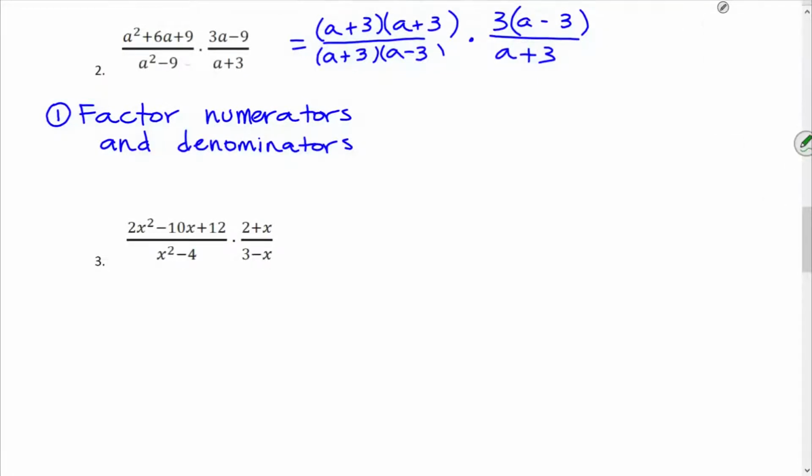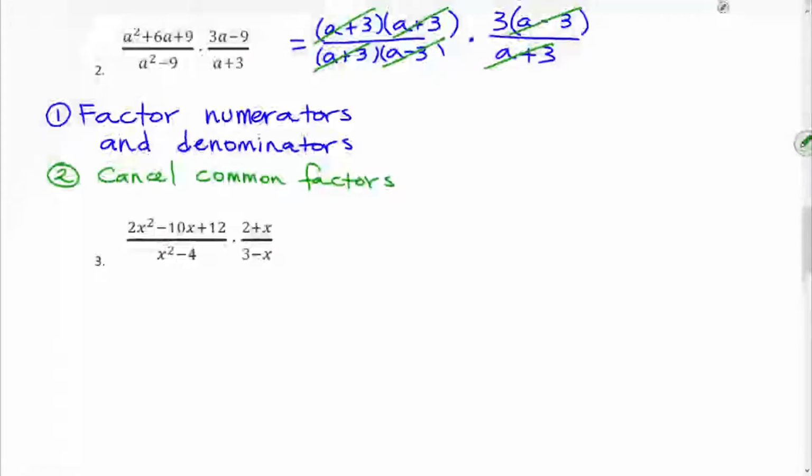Second step is to cancel common factors. This is the fun part. So I see that I have an a plus 3 here, and then a plus 3 here. I have an a minus 3 here, and an a minus 3 here, and then a plus 3 here, and then a plus 3 here. You must cancel one off the top and one off the bottom. This canceling common factors is the exact same idea that we saw earlier with cross-canceling. I was canceling common factors in the numerator and denominator. It's the exact same idea.